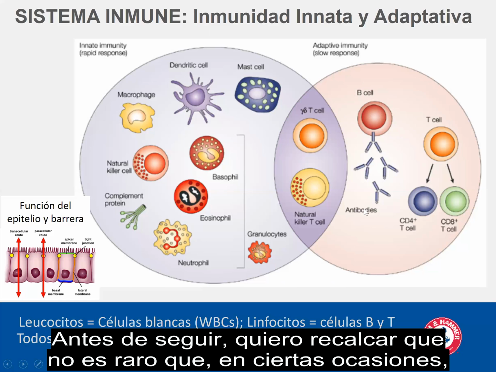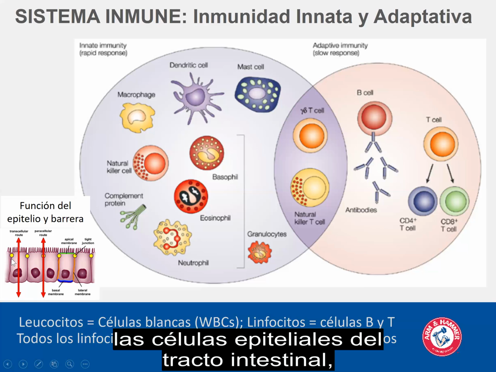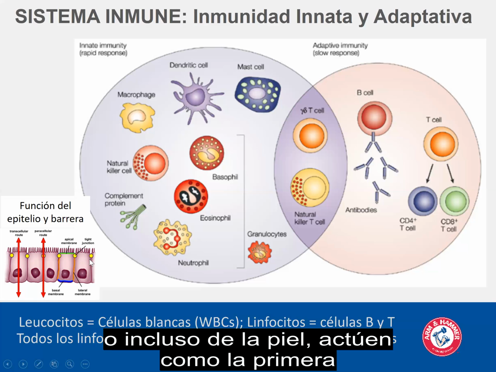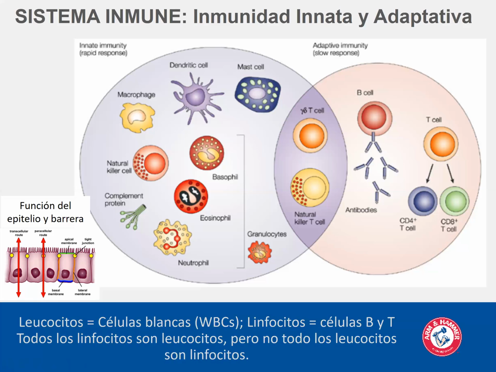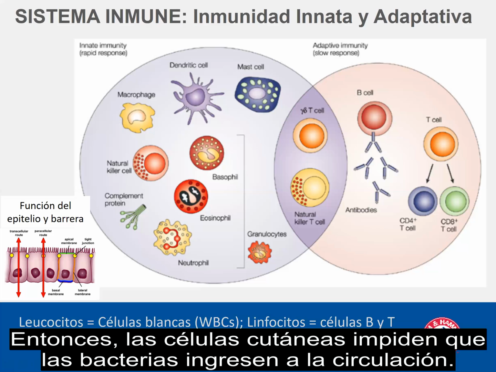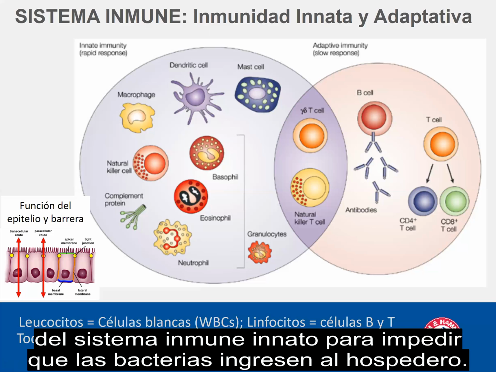And then before we go on, I do want to mention, oftentimes it's not thought about, but the epithelial cells of the intestinal tract or even your skin actually act as that first immune response of the body. So your skin cells protect the bacteria from being able to get into your systemic circulation, just like the intestinal epithelial cells are the first line of defense of the innate immune system, preventing bacteria from getting into the host.